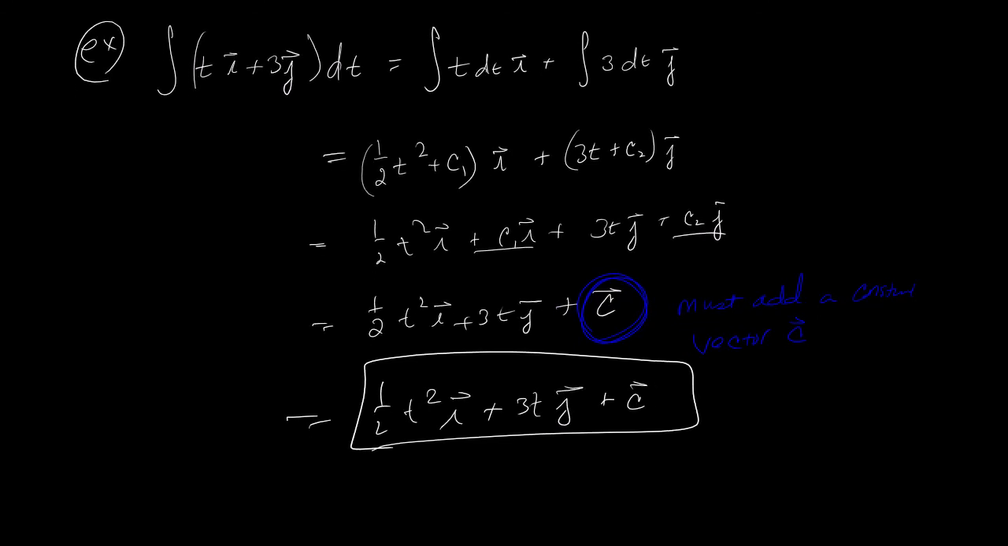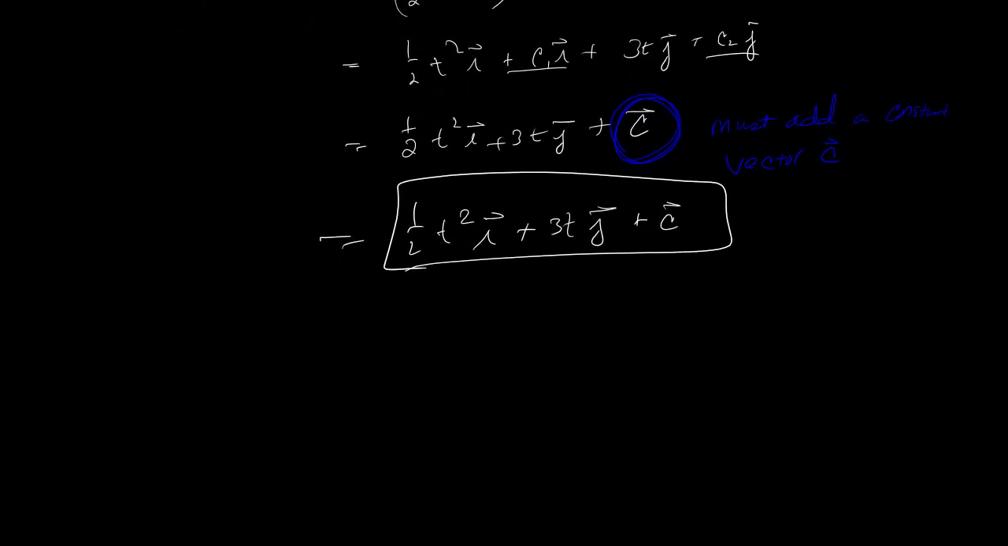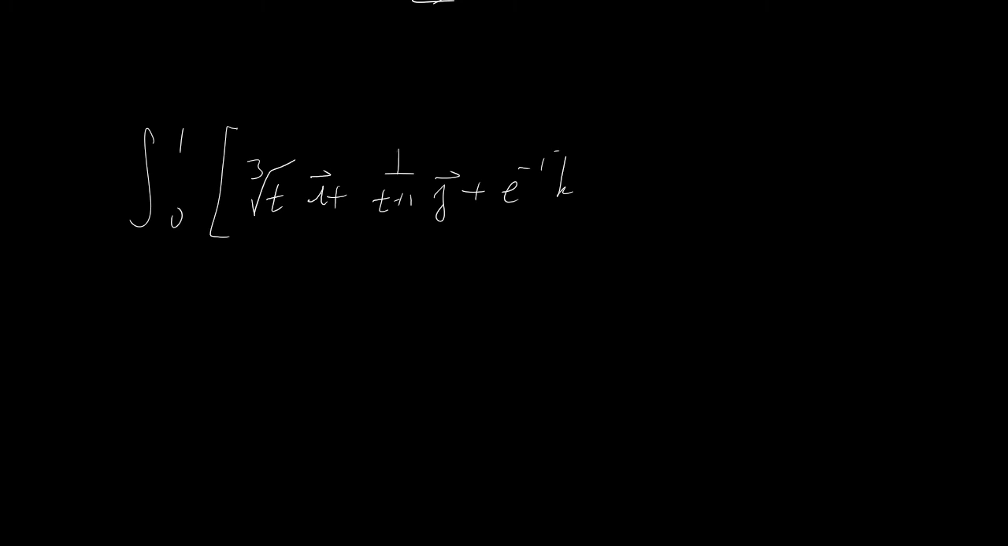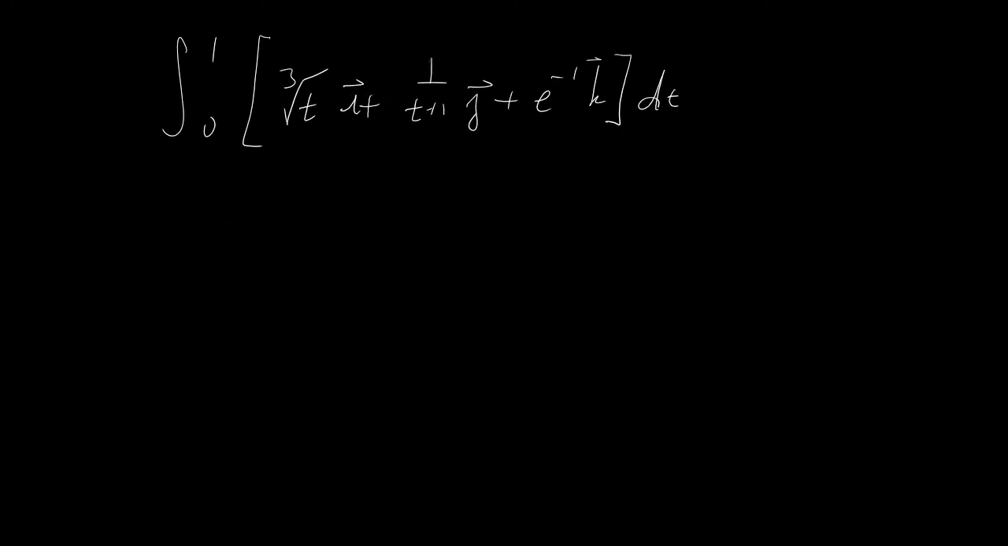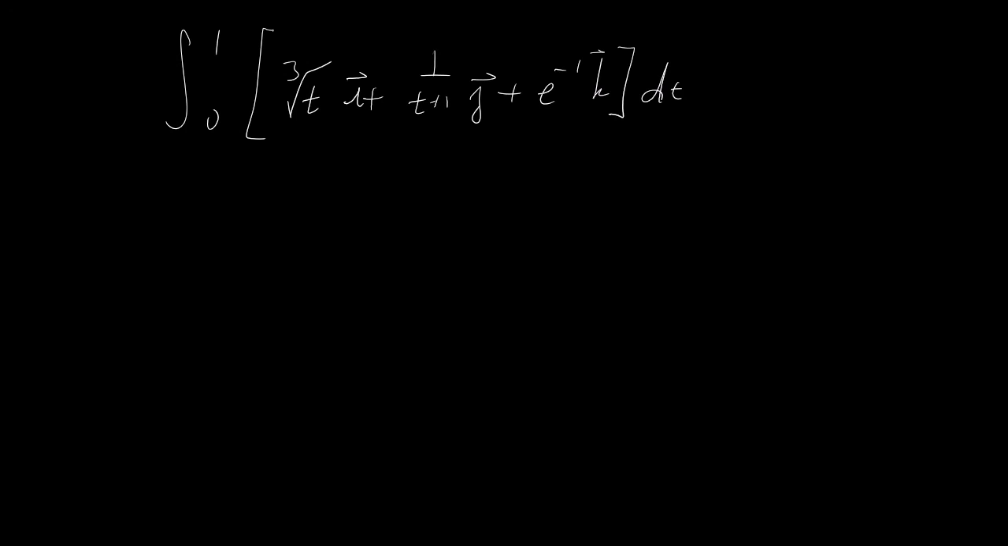All right, next example. Let's do one that's got 3 components. So we have an x, y, and a z component. So let's find the definite integral from 0 to 1 of the cube root of t in the i direction plus 1 over t plus 1 in the j direction plus e to the negative 1 in the k direction, integrated with respect to t. Okay, so this is a definite integral, so there will be no constant added at the end. We will calculate the definite integral.